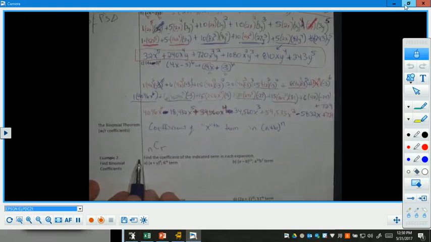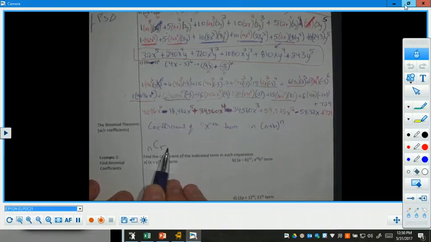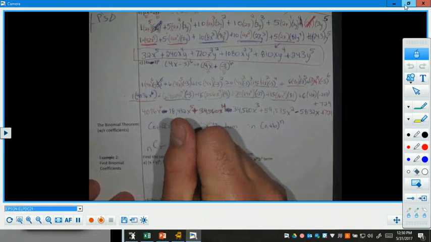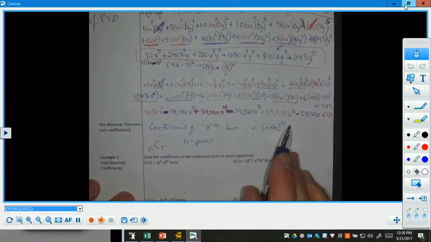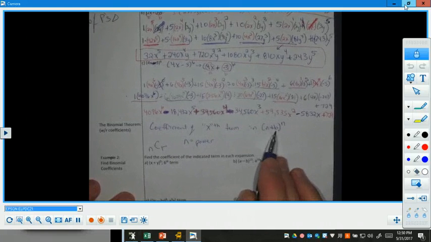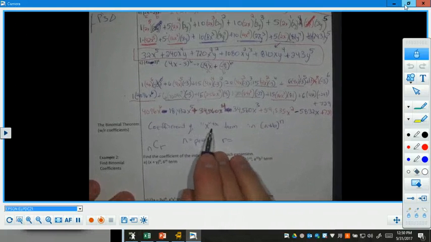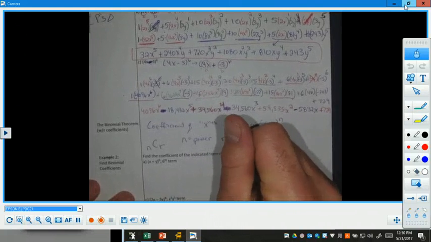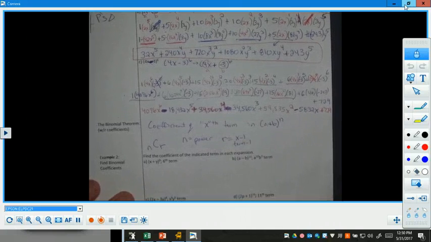nCr, which is a combination. You may remember it from Algebra 2. This total quantity, choose this many. So here's what I need. I need n to be the power that's on our binomial, and r is going to be the term that I want minus 1.